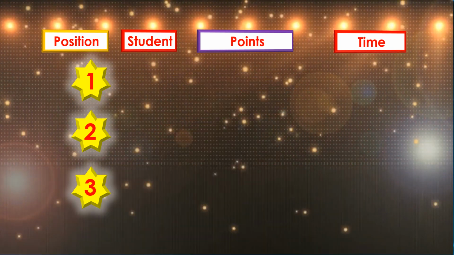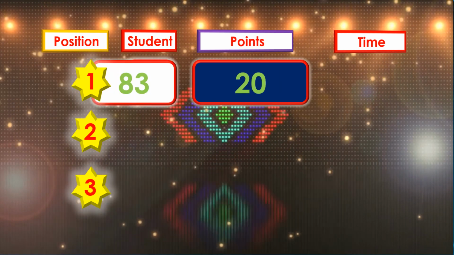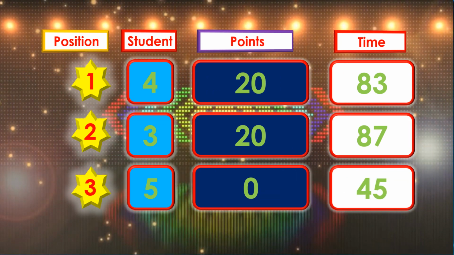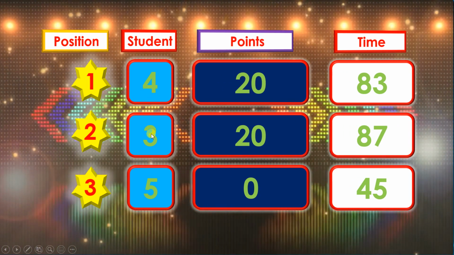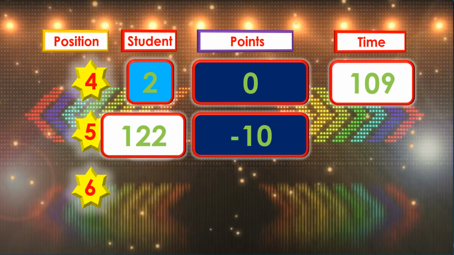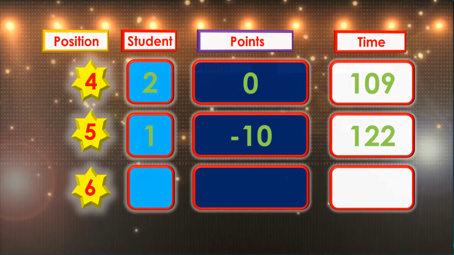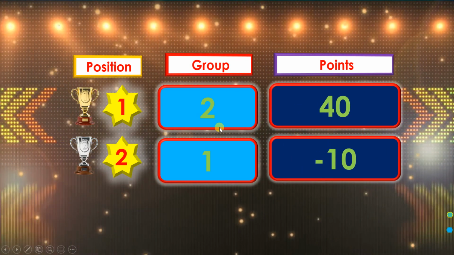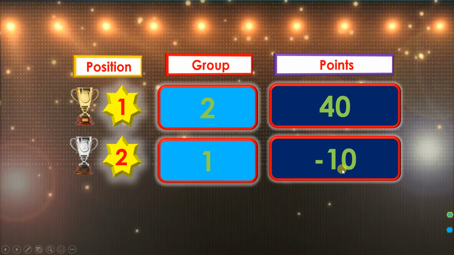This is the scoreboard. This is for the individual scores. So position 1 goes to student number 4. Got 0 and -10. Okay, let's have a look at the groups. So group 2 got 40 points and group 1 got -10.